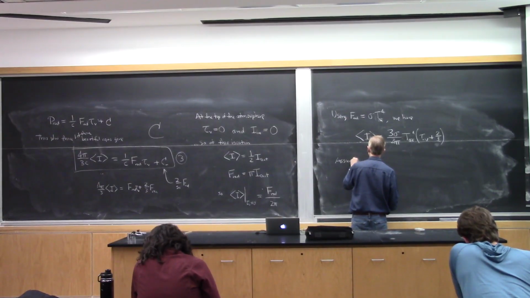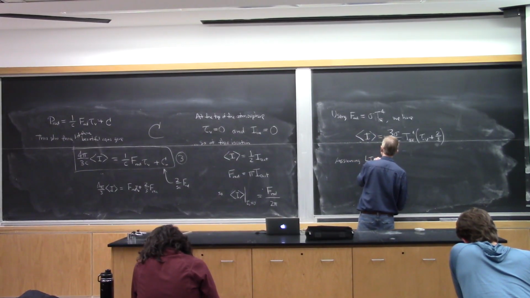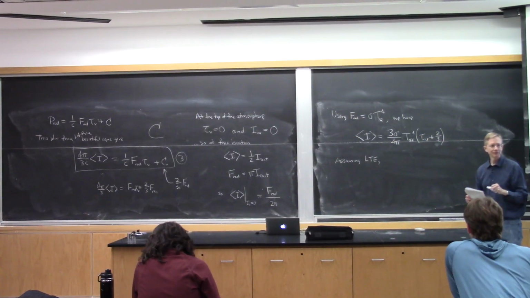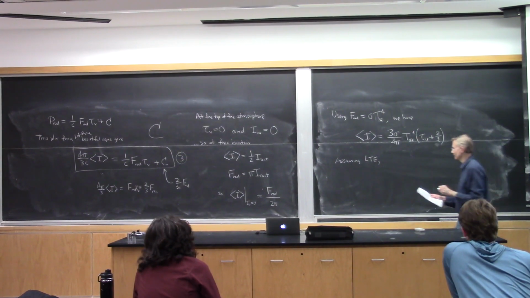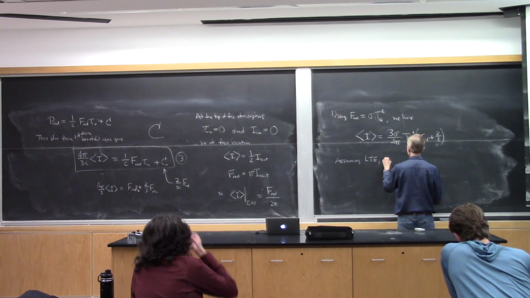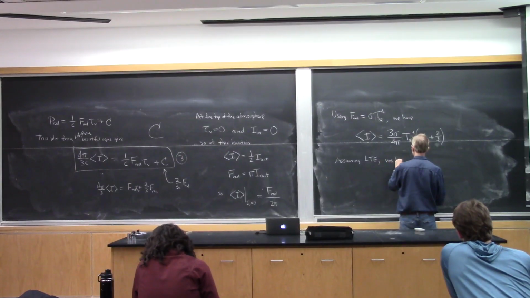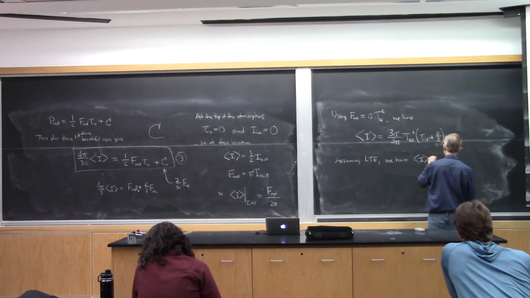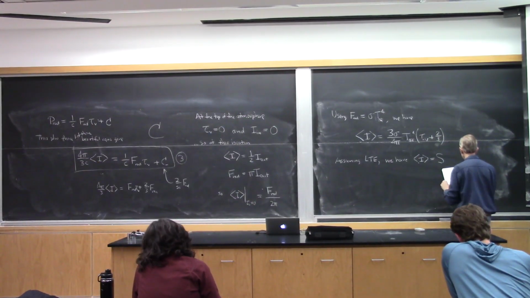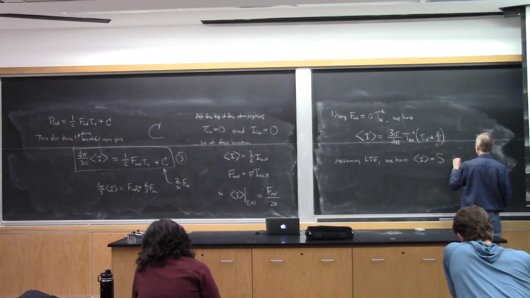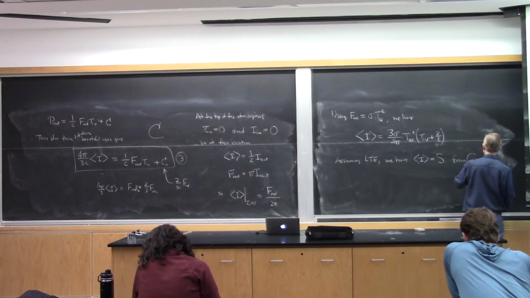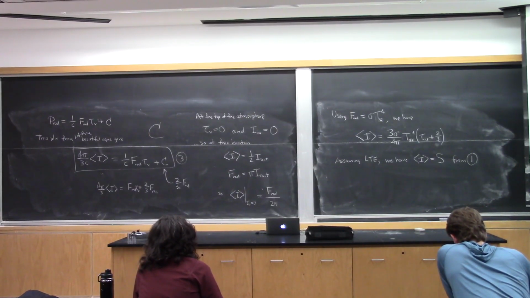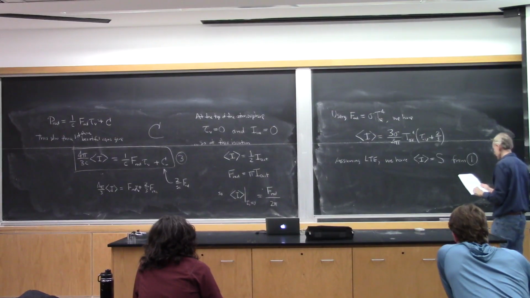Assuming LTE, which of course stands for local thermodynamic equilibrium, we have the mean intensity is equal to the source function, something we said before: that in LTE, the mean intensity is equal to the source function in order to make that derivative 0.